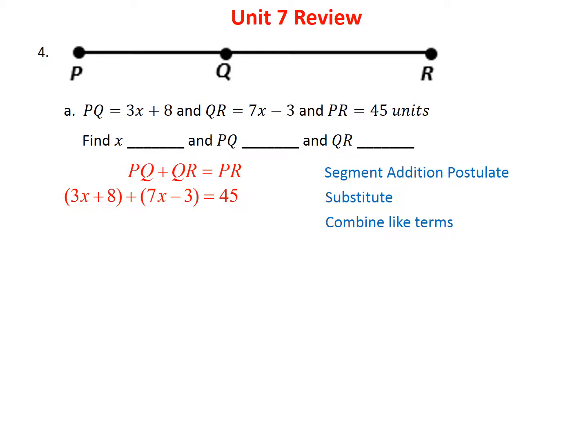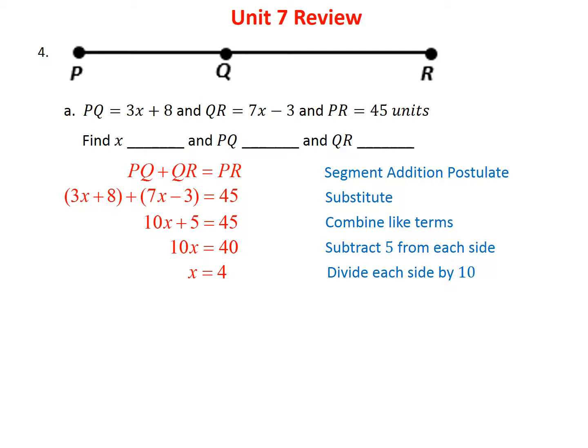So first, let's combine like terms. 3x and 7x is 10x. 8 minus 3 is 5. So we get 10x plus 5 is 45. We're back to our two-step equation. So undo the addition by subtracting 5 from both sides. So we get 10x equals 40. And now undo the 10x by dividing by 10, and we get x equals 4.